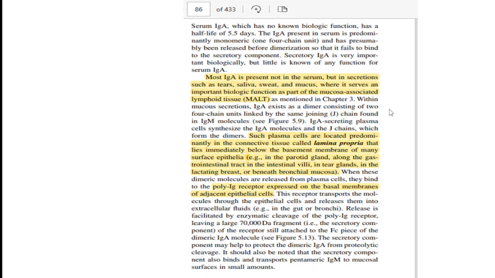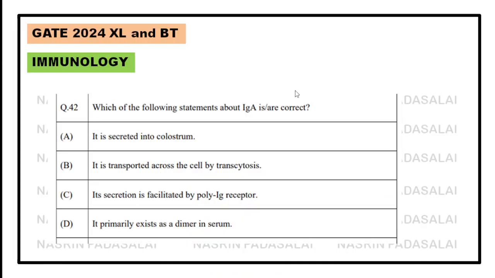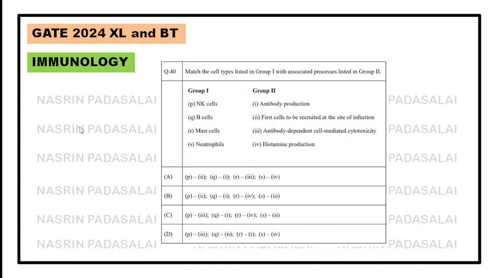So here, mostly IgA is present not in the serum, but in the secretions such as tears, saliva, sweat, mucus, where they will be present as a dimer. Okay, so in serum, IgA will be present as a monomer because there is no secretory component with them. Whereas if you take secretory IgA, they are dimer. So here they are adding the word serum. So it primarily exists as a monomer in serum. So this option is absolutely incorrect. So option A, option B and option C are correct. It is a multiple select question.